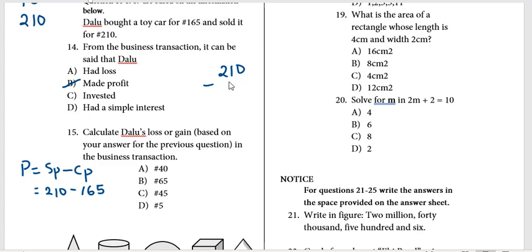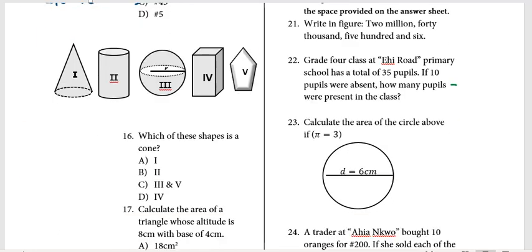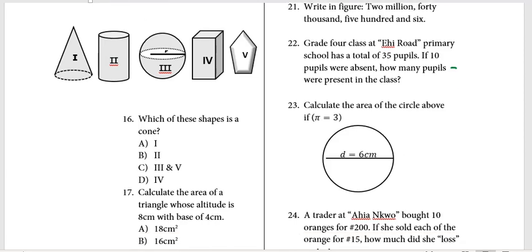210 minus 165. 0 minus 5 cannot work, so just take one here. So 10 minus 5 becomes 5. Then here is now 0. You take one here, so that becomes 10. 10 minus 6 is 4, and this is 1. 1 minus 1 is 0. So 45, and the right option for question 15 is C. Okay, and that's it. Let's go to question 17. Sorry, 16 before 17.